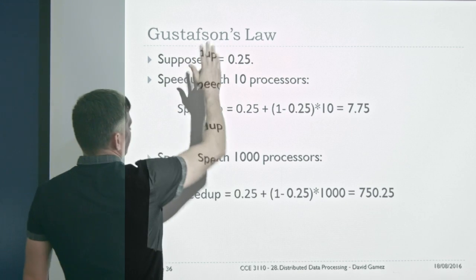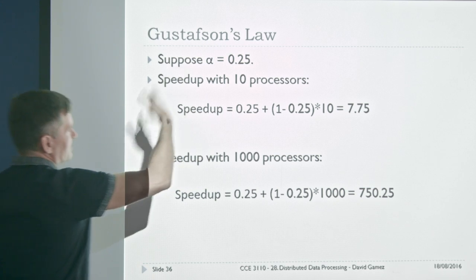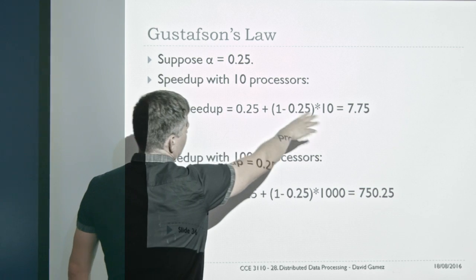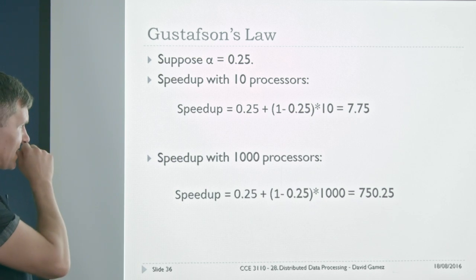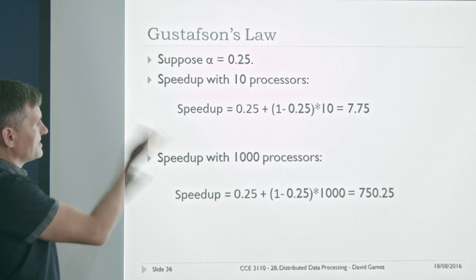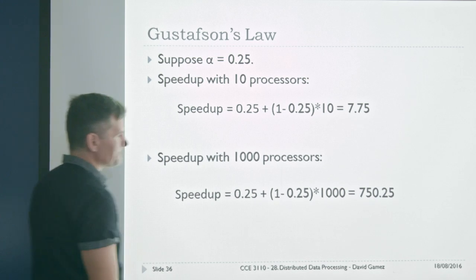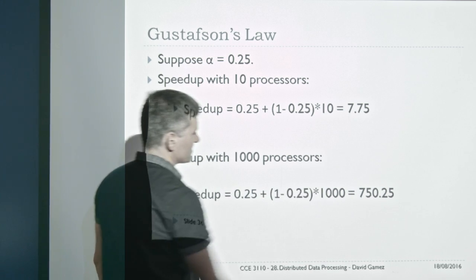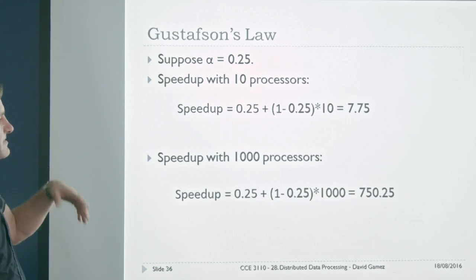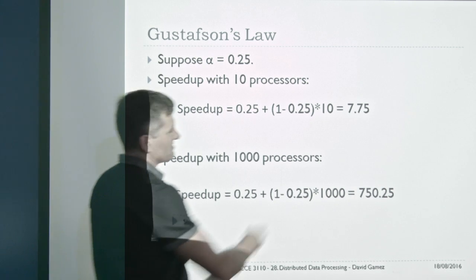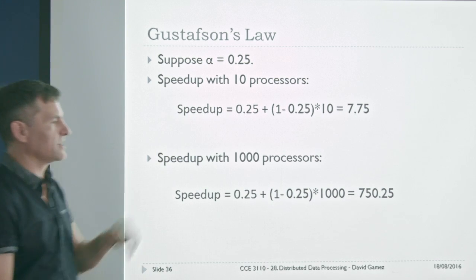So suppose alpha is 0.25. The speed up according to Gustafson's law comes up to about 7 if we've got 10 processors, about 8. But in this case, if we throw 1,000 processors at the problem, then we're getting a speed up of 750. So by adding another 100 times more processors, we're getting roughly 100 times more speed up.